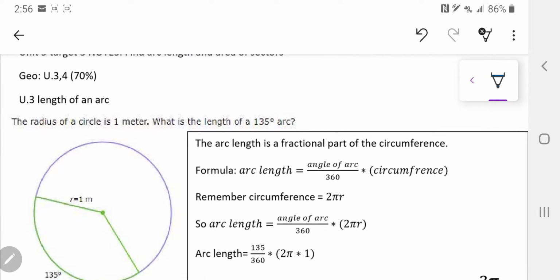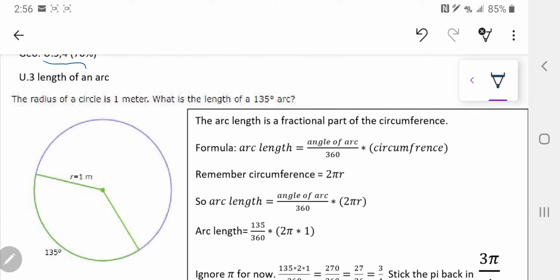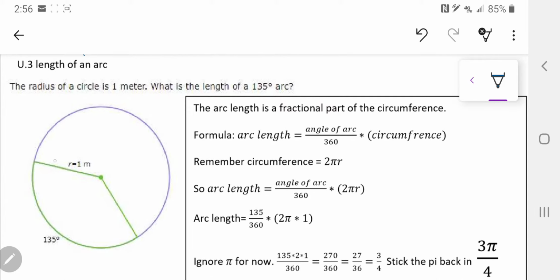So you're gonna do geometry U3 and U4 and get to 70%. So U3 is length of an arc. It says that the radius of the circle is 1 meter and the arc is a 135-degree arc. So what's the length of it?